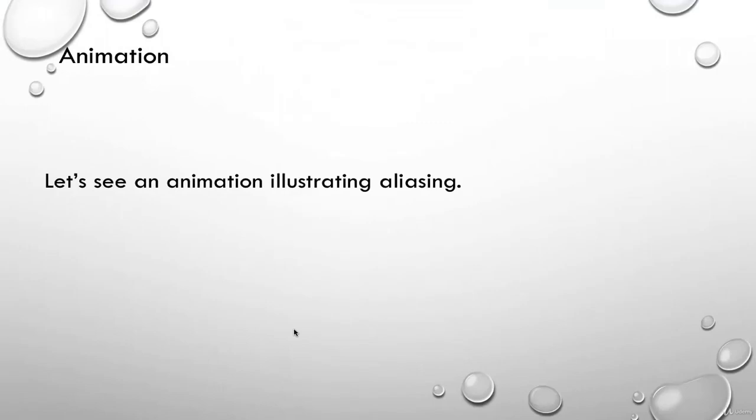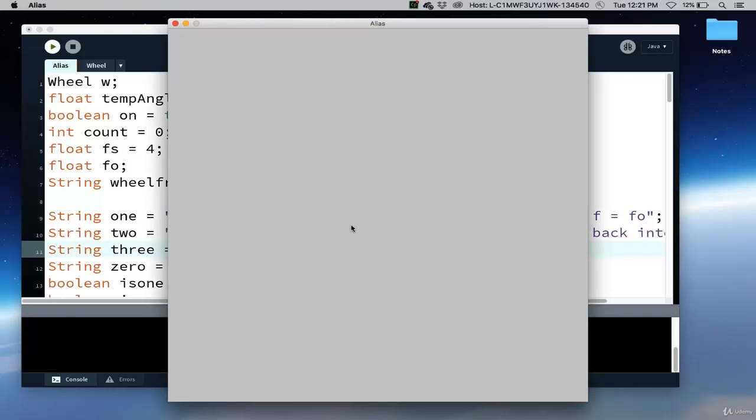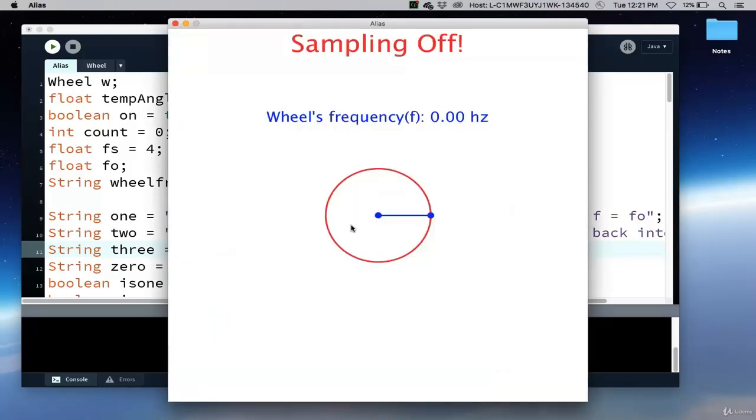Okay, so let's see another animation that illustrates aliasing. Here I have a Java program used in Processing. This is a great analogy that helps you understand aliasing. Suppose I have a wheel. It's going to spin.